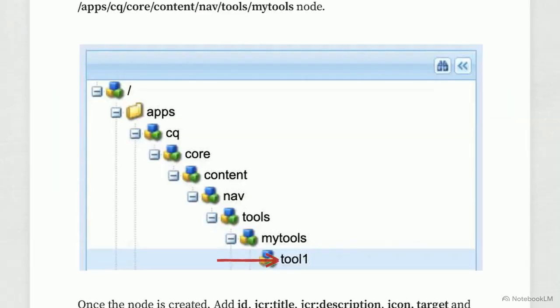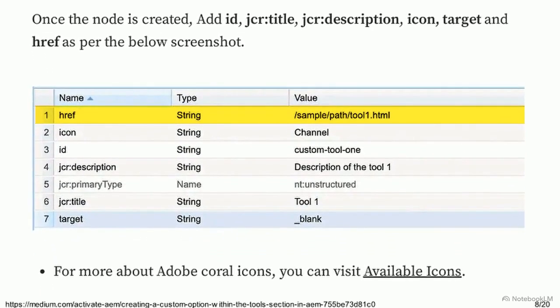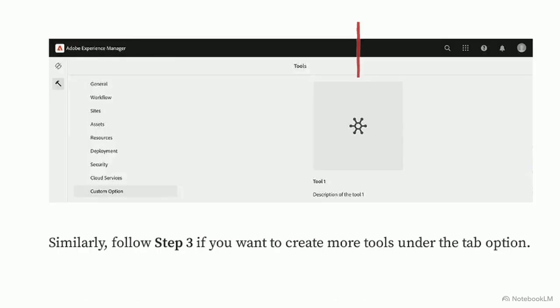Now we create the actual tool node beneath that category. Looking at its properties, the href defines the target path for our script, and the icon value dictates which Adobe Coral icon will display on the card. By following this overlay process, our new custom tool card is successfully injected straight into the native AEM Tools interface, resting right alongside the default options.